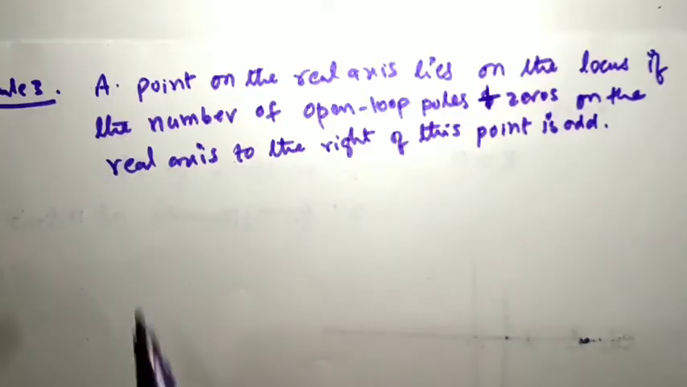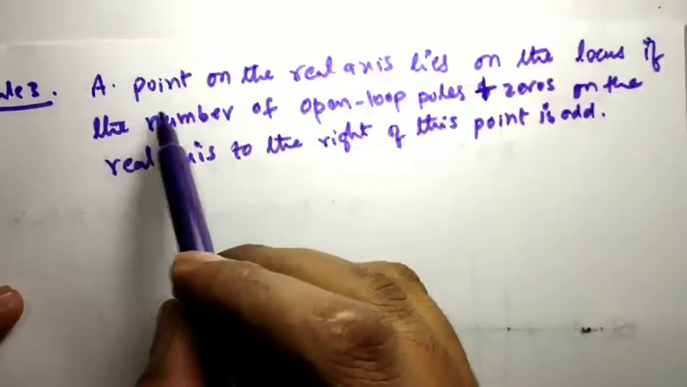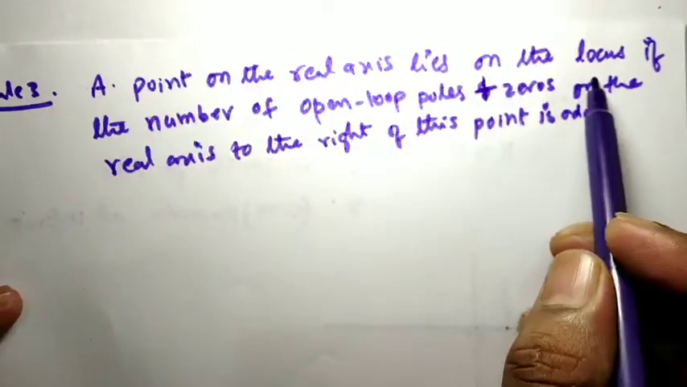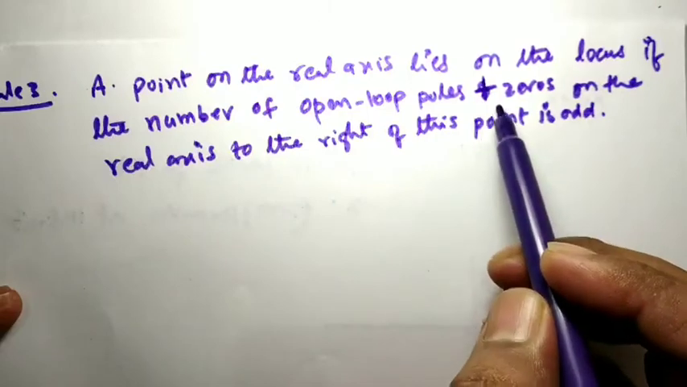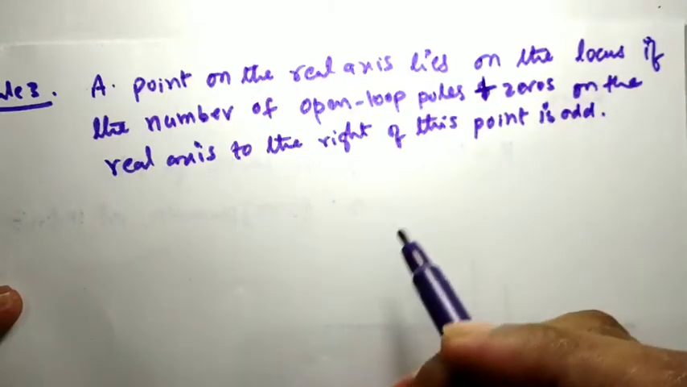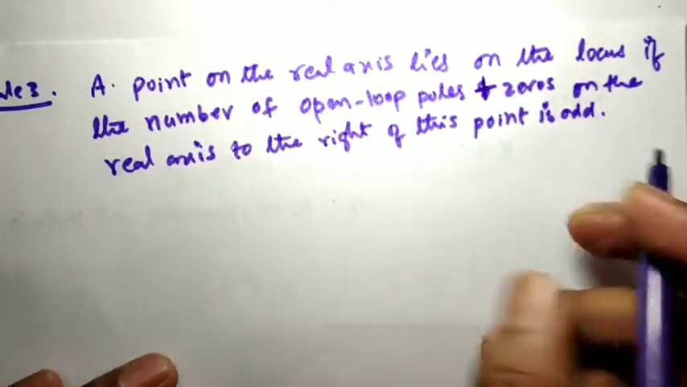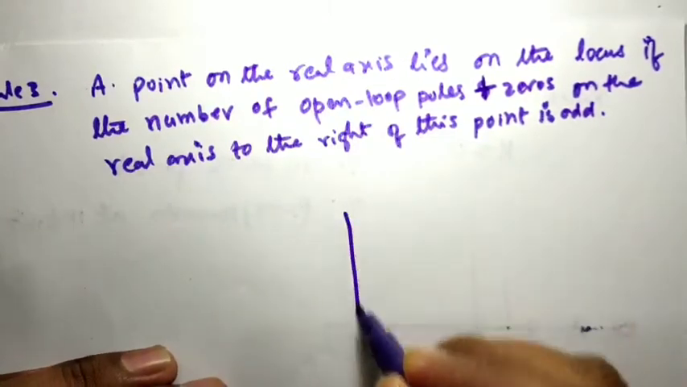Third rule, we will study about the third rule. Rule 3: a point on the real axis lies on the locus if the number of open loop poles plus zeros on the real axis to the right of this point is odd.